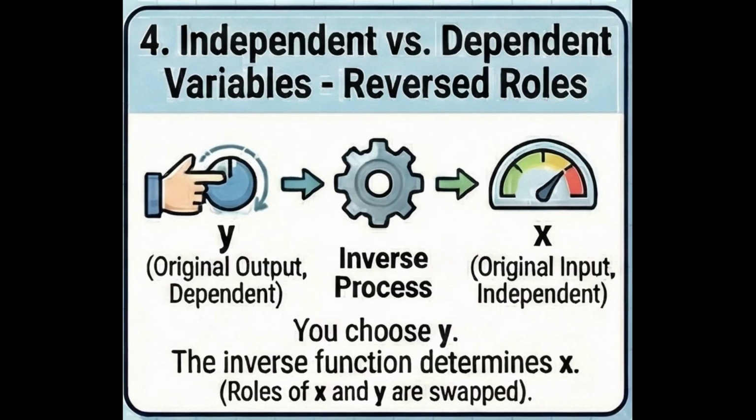In the original function, you choose x. The function determines y. In the inverse, you choose y. The inverse determines x. So the roles of independent and dependent variables are completely swapped. This is why we interchange x and y when finding an inverse algebraically. You're not doing a trick, you're reversing cause and effect.